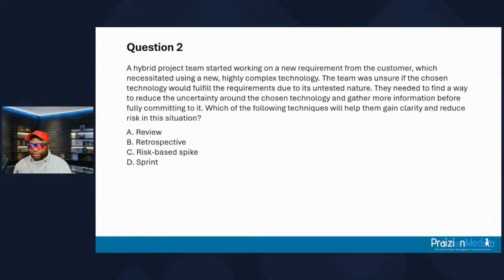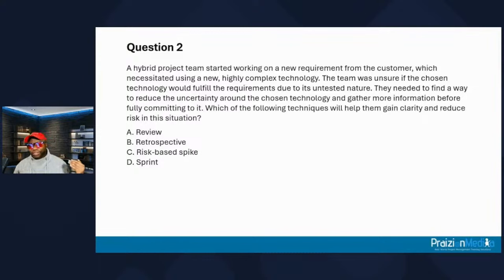All right. Time's up. If you do need more time, don't hesitate to hit the pause button, but you've got to get quicker in reading. Remember, we've already taken a significant amount of time to read the question. So the best answer here, my friends, is C. It's risk-based spike. It says, which of the following techniques will help gain clarity and reduce risk?